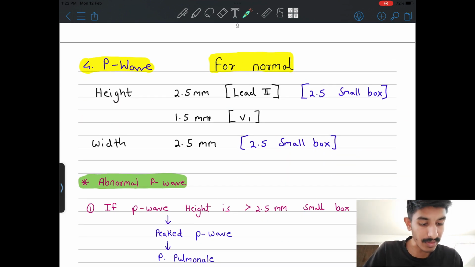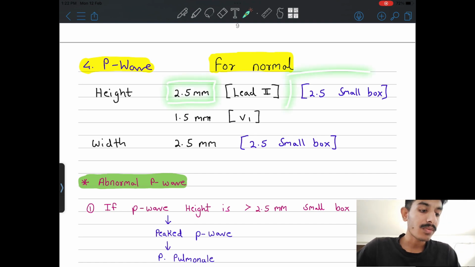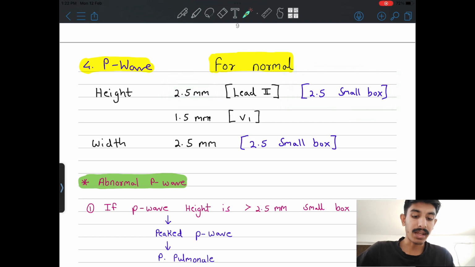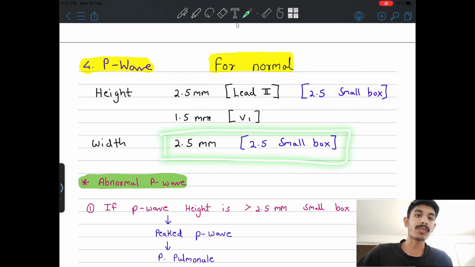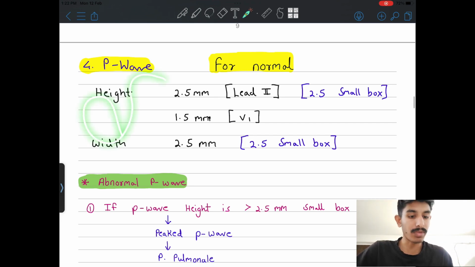So move on to the next point, which is so important, the P wave. You know what a P wave is: in this graph, after the downward wave, this part is known as the P wave. For a normal P wave, the height is 2.5 mm or 2.5 small boxes, and the width is also the same, 2.5. If it is more than 2.5 it's abnormal, and if it is broader than 2.5, it is still problematic. So these are the normal readings for both of them.